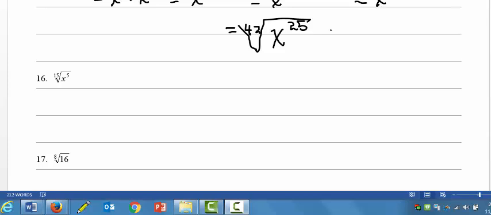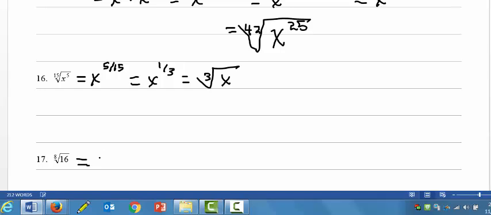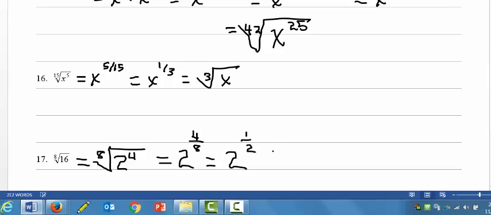15th root of x to the 5th is x to the 5 over 15, which reduces to x to the 1/3, which is the cube root of x. The 8th root of 16 is the 8th root of 2 to the 4th, and 16 equals 2 to the 4th. This is 2 to the 4 over 8 power, which is 2 to the 1/2 power, which is the square root of 2.